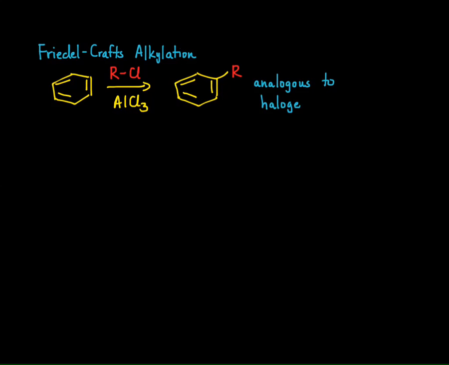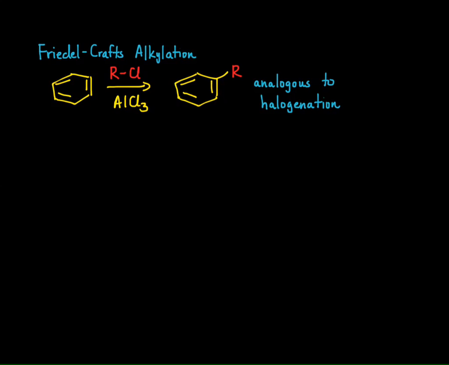The next electrophilic aromatic substitution reaction we're going to discuss is called the Friedel-Crafts alkylation. This is when benzene reacts with an alkyl halide in the presence of aluminum chloride. And the result is, as the name implies, alkylation. You're adding an alkyl group onto the ring. You also get HCl as a byproduct. And this reaction is analogous to halogenation, which we just saw, right?